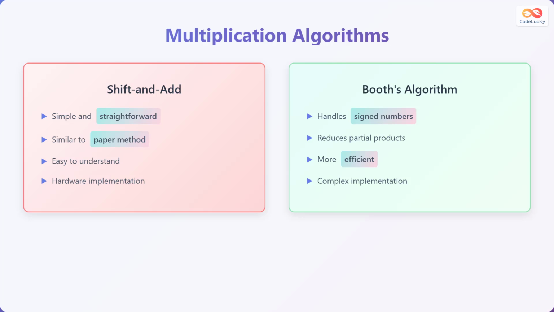There are two primary algorithms for binary multiplication: shift and add and Booth's algorithm. The shift and add algorithm is simple and straightforward, similar to the traditional paper method, making it easy to understand and implement in hardware. Booth's algorithm, on the other hand, is designed to handle signed numbers, reducing the number of partial products and making it more efficient, although it has a more complex implementation.